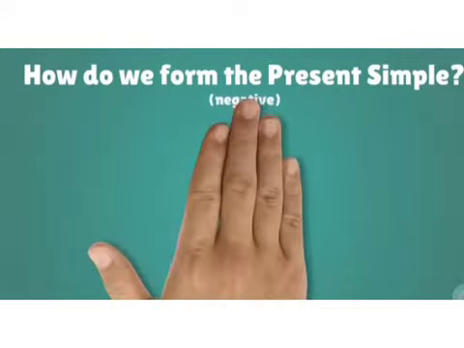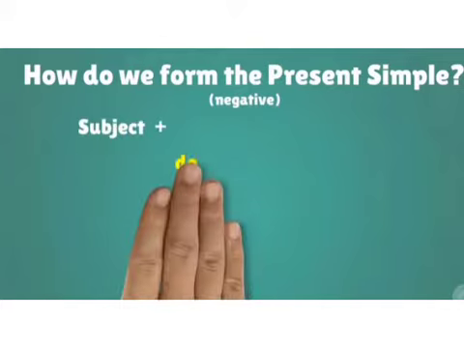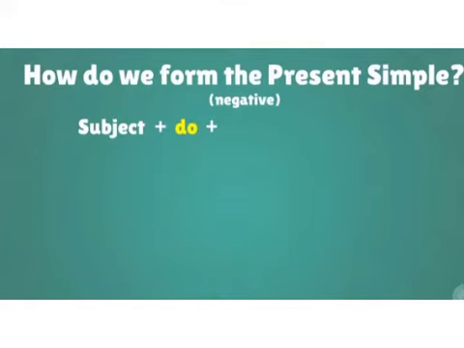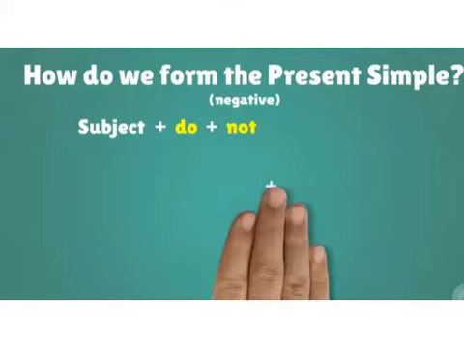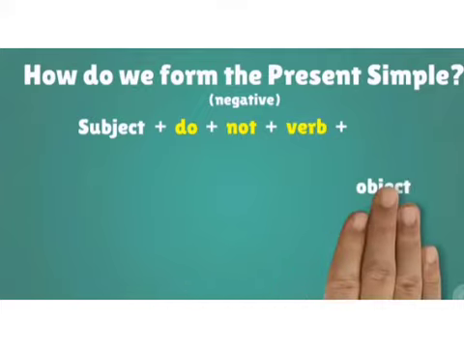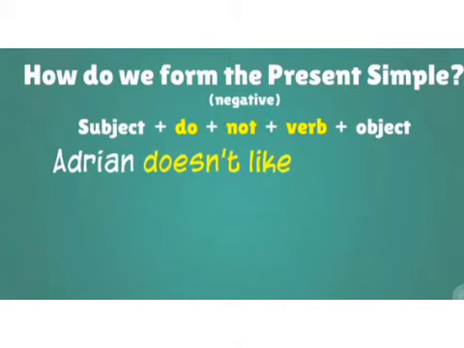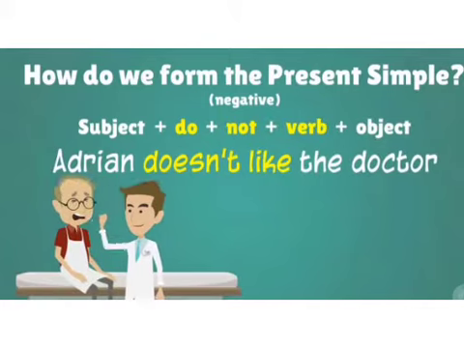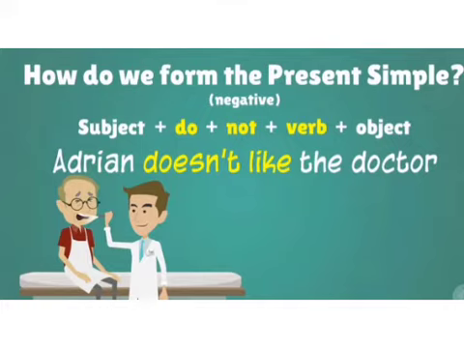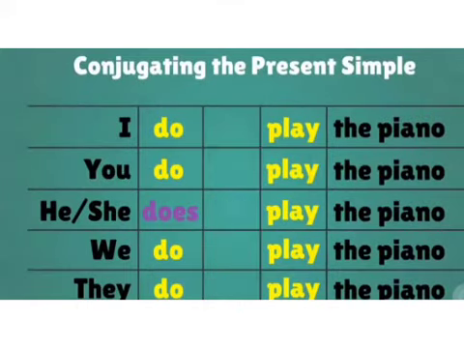How do we form the present simple negative? For that, we have the formula: subject plus do plus not plus verb plus object. An example for it is: Adrian does not like the doctor. Here like is the verb and the doctor is the object. Adrian is singular, so we have used does.